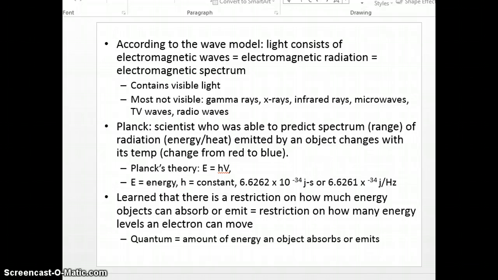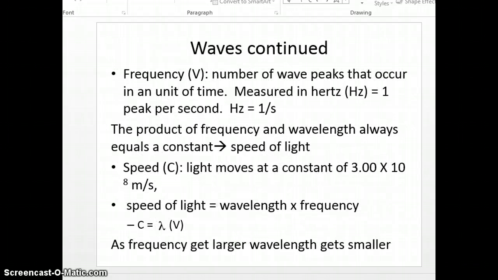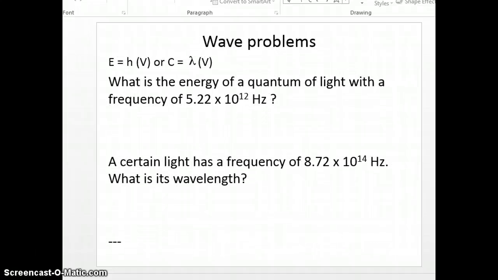So from Planck's constant, E equals hv, and from the speed of light, c is equal to lambda, or wavelength, times v, which is frequency, there are some wave problems. And here are two wave problems. We'll do some more practicing of this in class, but I wanted to go ahead and do these two problems with you now. As always, you should write down the formula that you're going to use, and then you put the numbers where they belong, and then you solve.